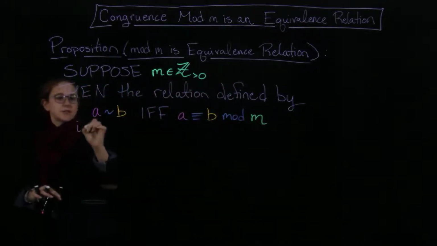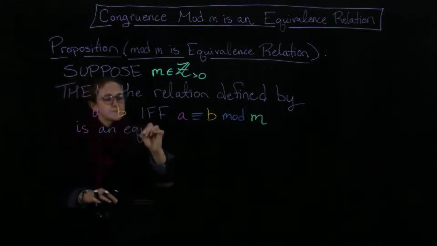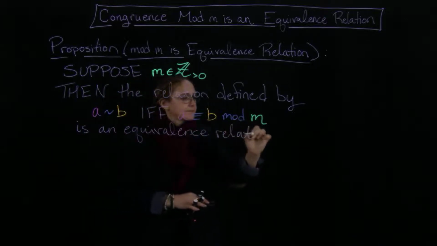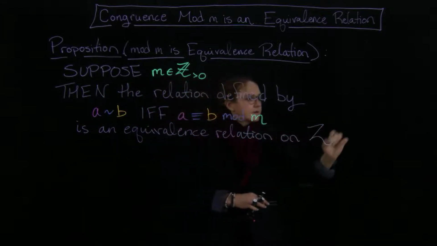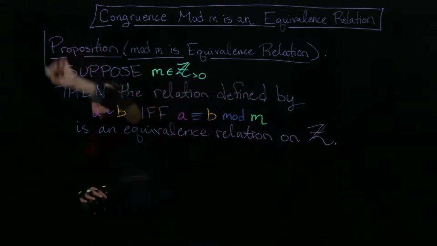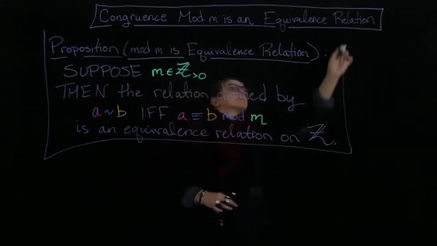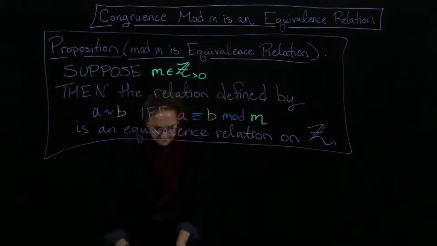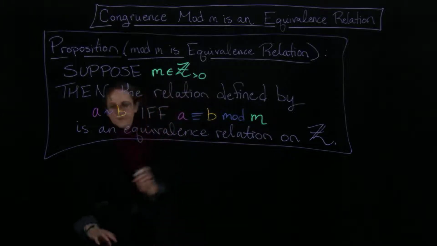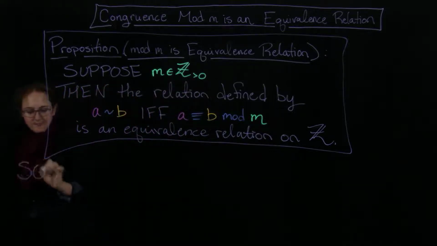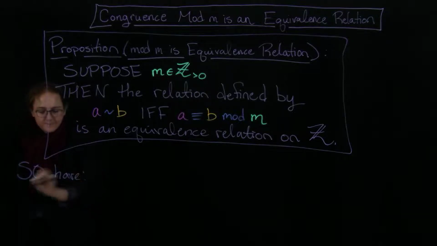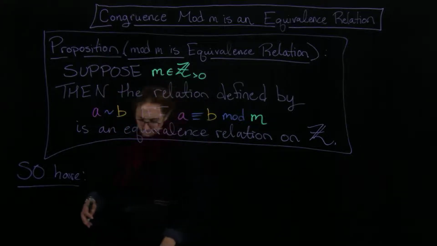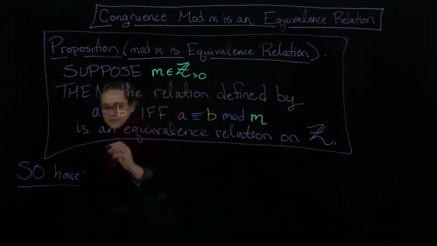So this relation is an equivalence relation on Z. Okay, so what does this mean? First we have reflexivity. What are the properties? So reflexivity.